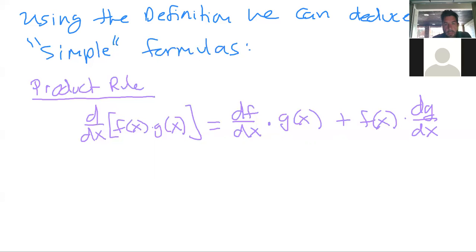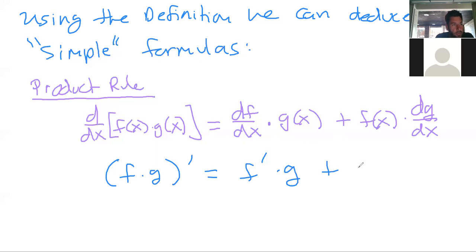And don't forget, depending on where you're reading this, if you're getting information elsewhere, there's other notation for this kind of expression. Some might write it like this: (f times g) prime is f prime times g plus f times g prime. That's another way to write the same formula, depending on what kind of notation you want to use.